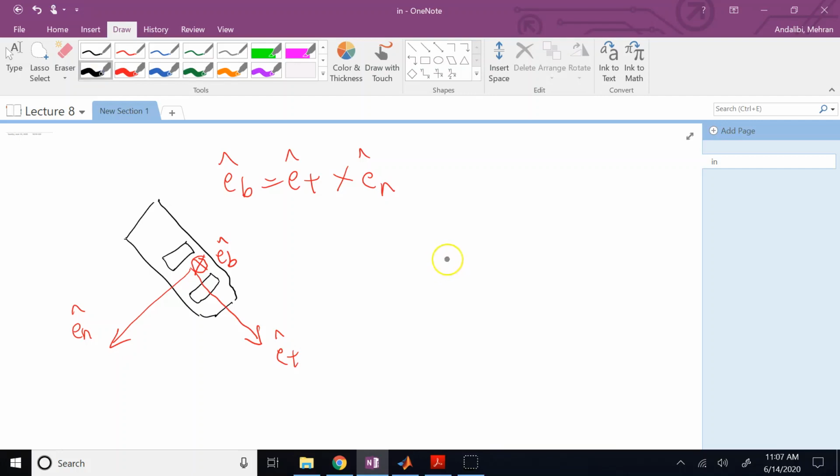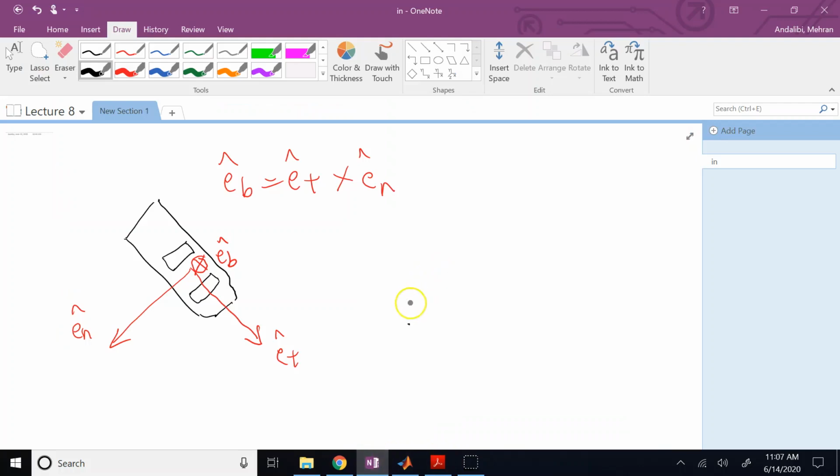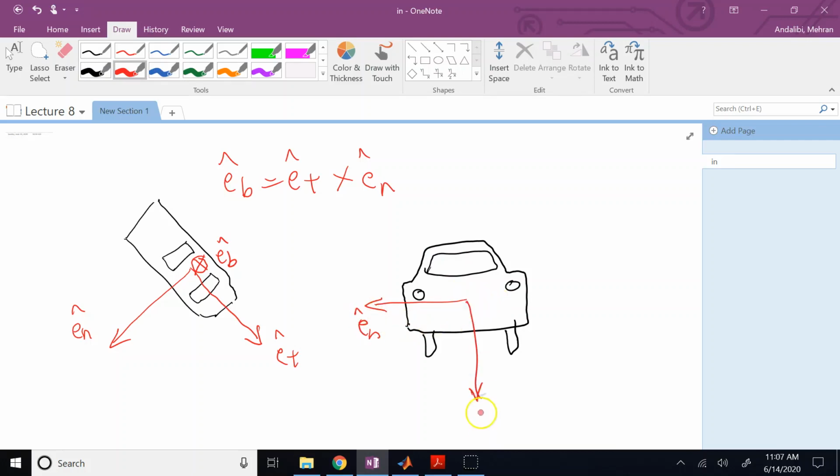Or if you look from the front view, if this is the car from the front view, then your unit vectors are like this. e_n is toward the center, e_b is downward, and e_t is perpendicular to the plane, outward. So it's like this, right? A circle with a dot means perpendicular to the view, outward. So these are our unit vectors.